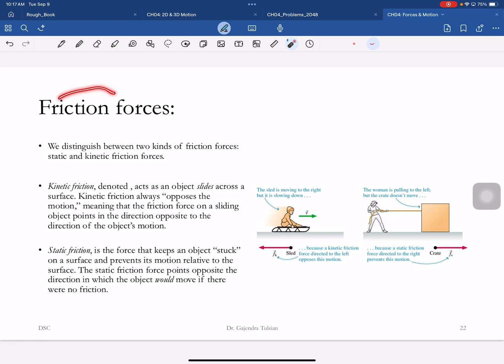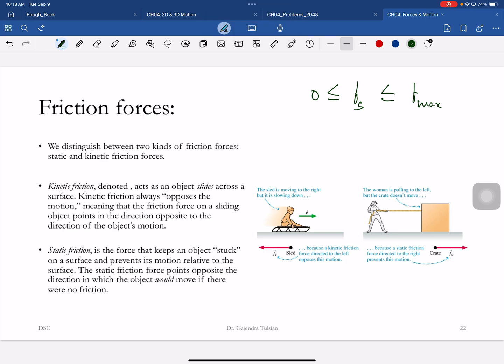So we have two kinds of friction forces: kinetic friction forces when the object is moving, and static friction forces when the object is not moving. And the static friction force can be anywhere from 0 to a maximum value. Why do we care about static friction forces? Is it useful in your life?